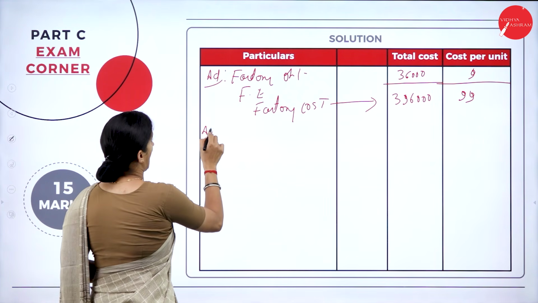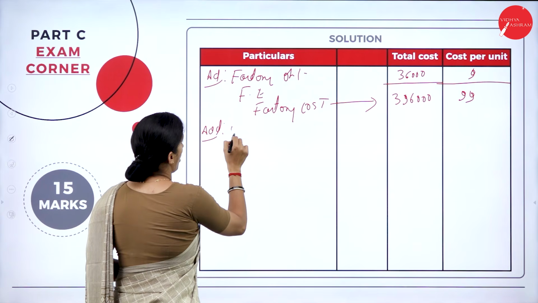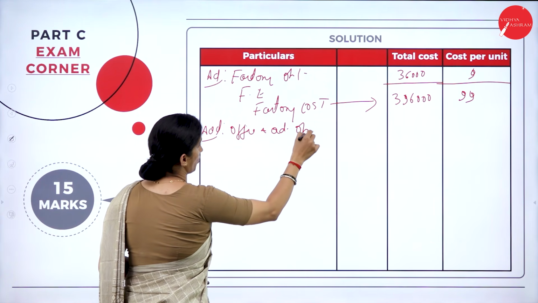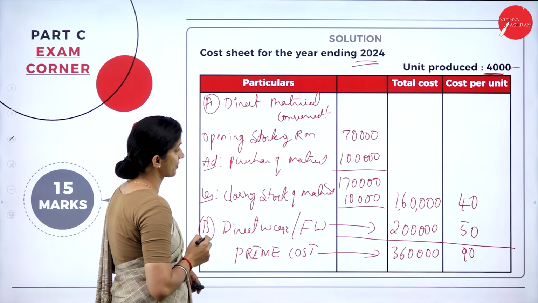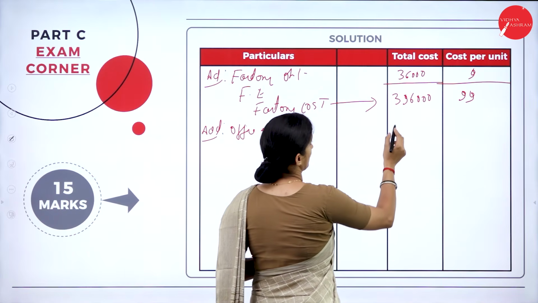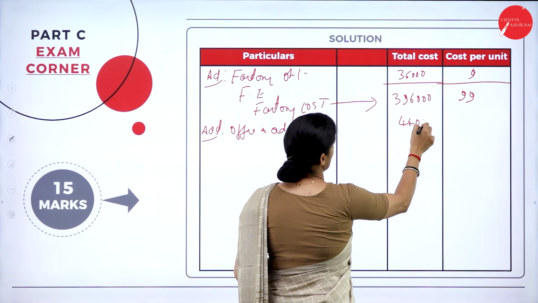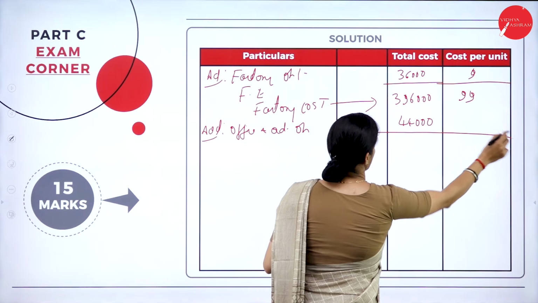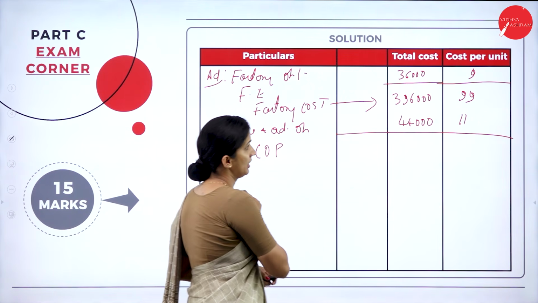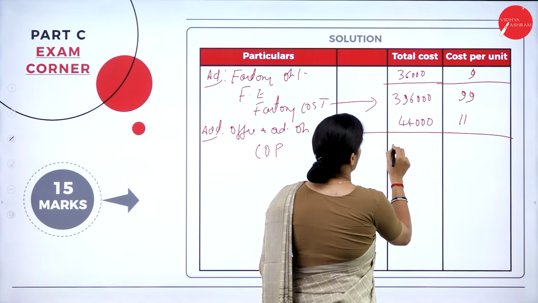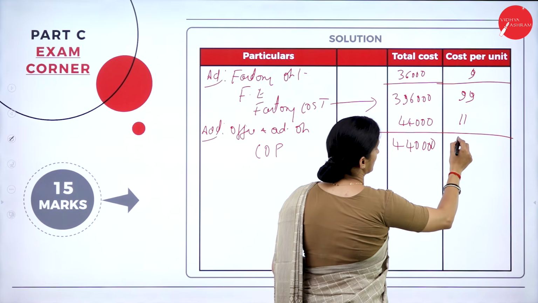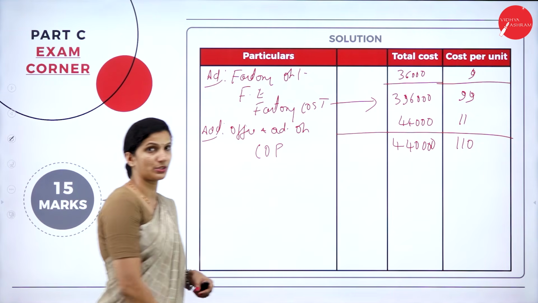Then to this we'll add office and administration overhead. Here we have office and administration overhead of 44,000. So per unit will be 11. So your cost of production will be 4,40,000. So 99 plus 11, it will be 110 per unit rate.